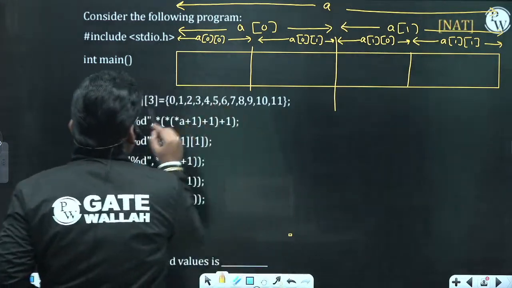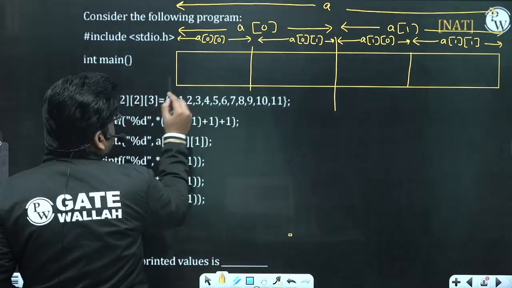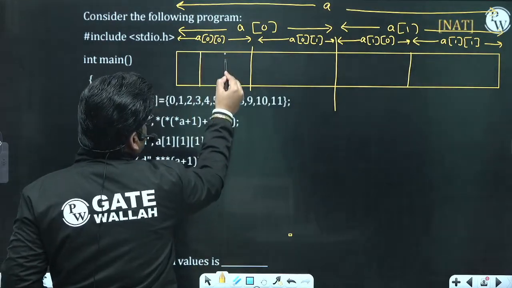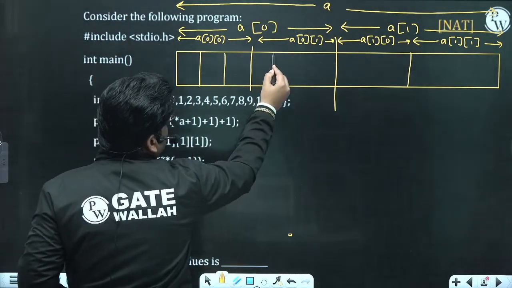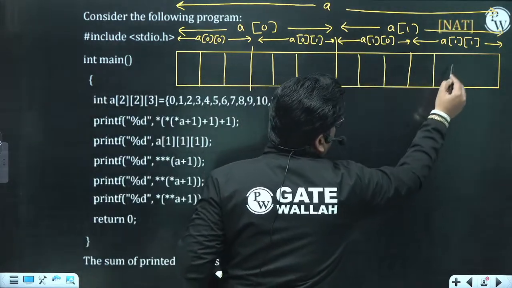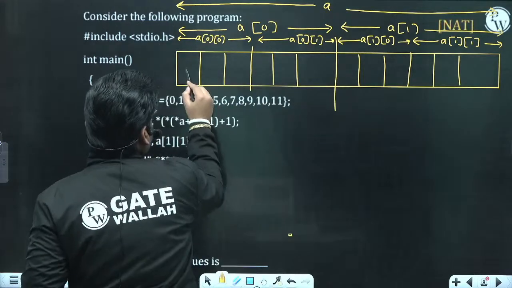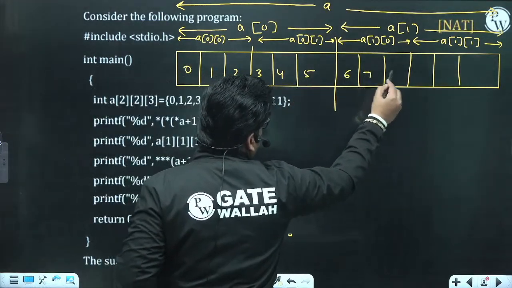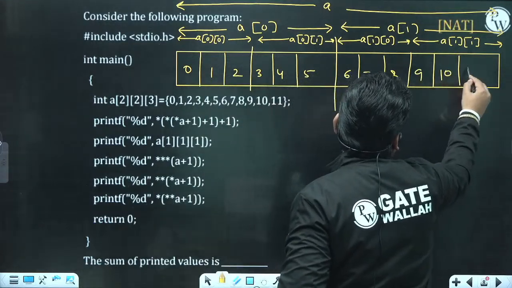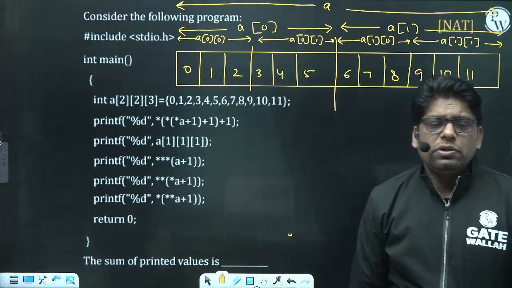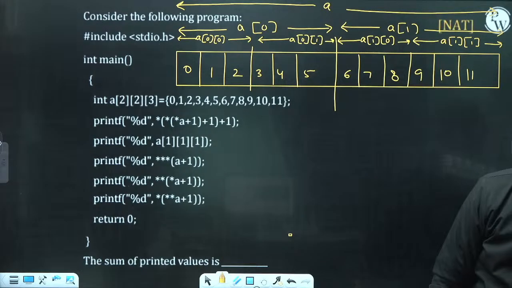Now, A00 is having three parts. That means each of them is having three parts. So can I say first, second and third? Can I say 1, 2 and 3, 1, 2 and 3? So the elements are actually 0, 1, 2, 3, 4, 5, 6, 7, 8, 9, 10, 11. Now please solve this question carefully.